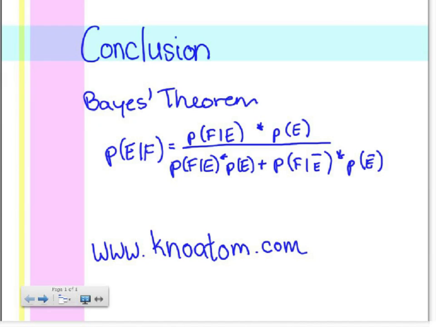So that's pretty much everything we have for you today on Bayes' theorem. As you can see, we've written the formula here quickly: the probability of E given F is equal to the probability of F given E multiplied by the probability of E, over the probability of F given E multiplied by the probability of E plus the probability of F given not E times the probability of not E. It sounds like a mouthful. It kind of is a mouthful, but it's actually not that hard to implement, as you've seen during this video. So we hope that you enjoyed and understood it.